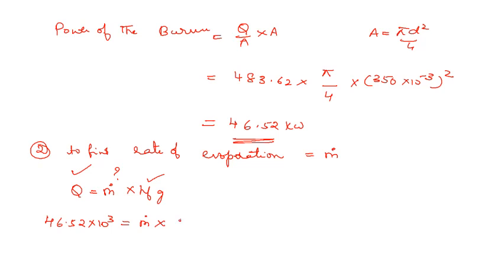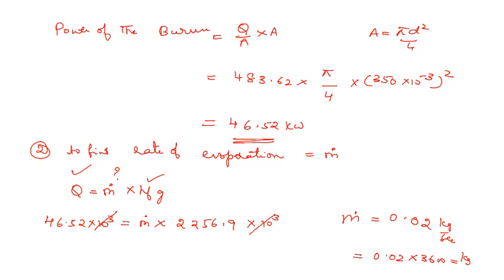HFG we obtained as 2256.9 into 10 to the power 3. So the 10 to the power 3 gets cancelled, and I can find out the mass flow rate, and it is 0.02 kg per second. If I want it in an hour, then the same answer I can multiply by 3600 to get kg per hour. The third part asked is the critical heat flux.